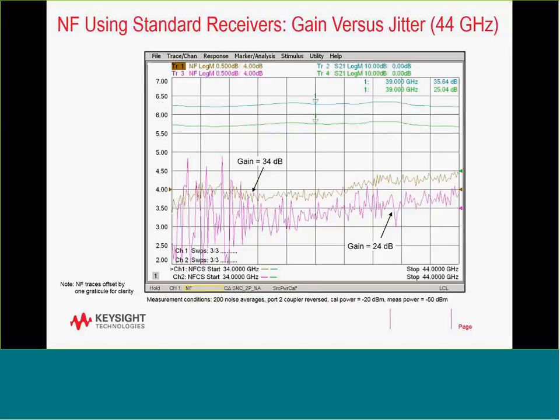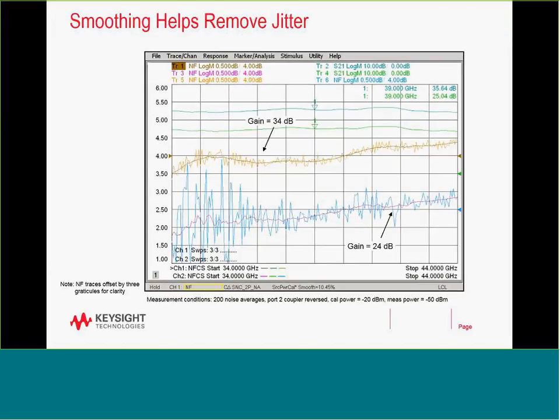Effectively, adding a preamplifier will pull the noise out of the noise floor of the receiver. Smoothing does help. By adding smoothing, we get a very good representation of what the average noise is. That can help us to make some really decent, very accurate noise figure measurements in the cases where noise figure is lower than the effective noise figure at the front end of the network analyzer.